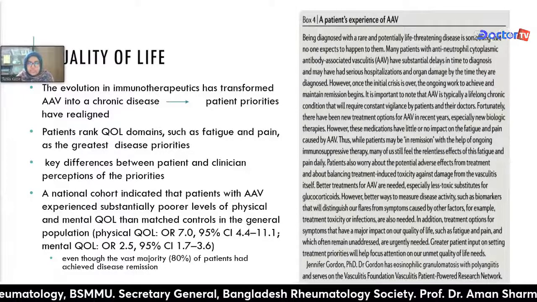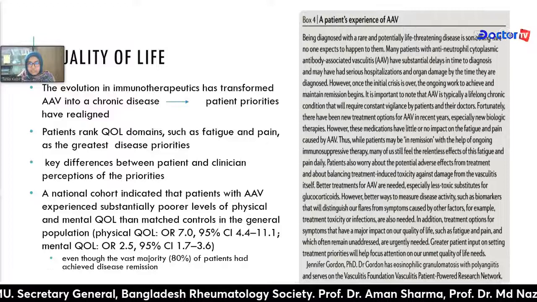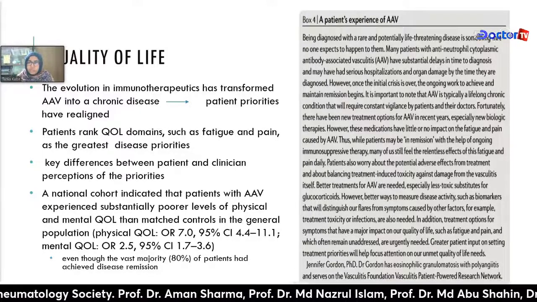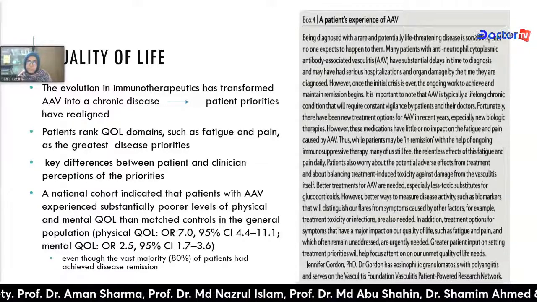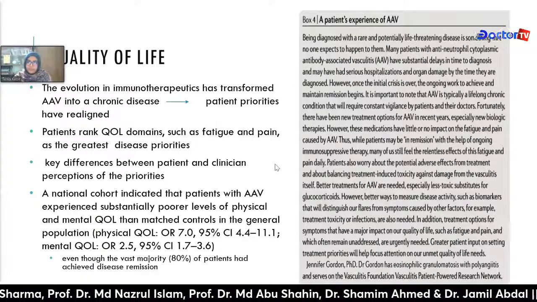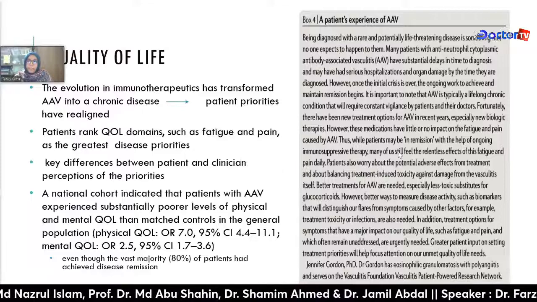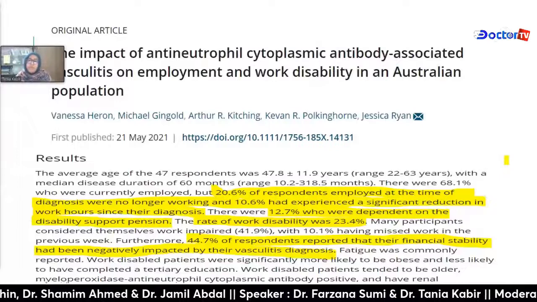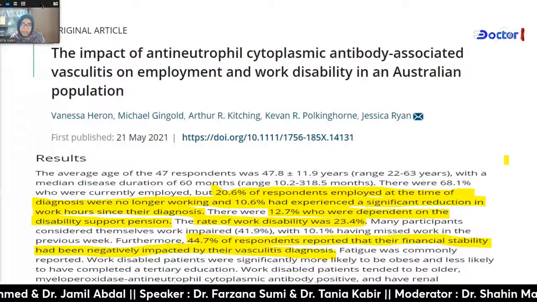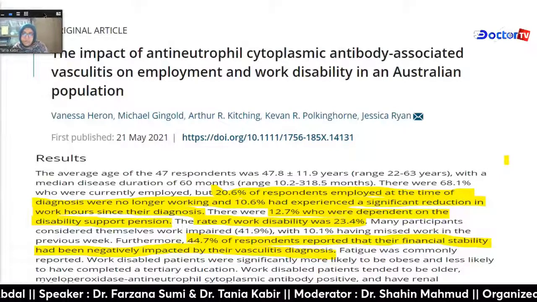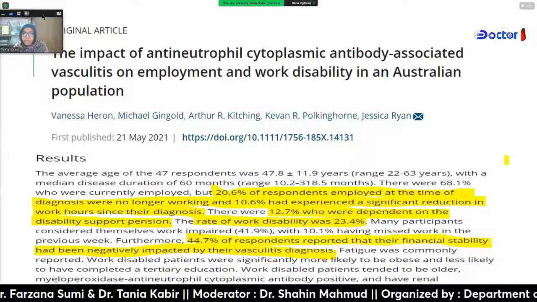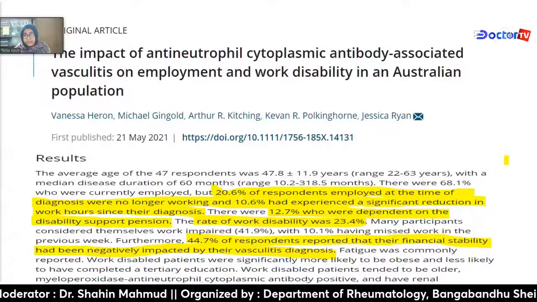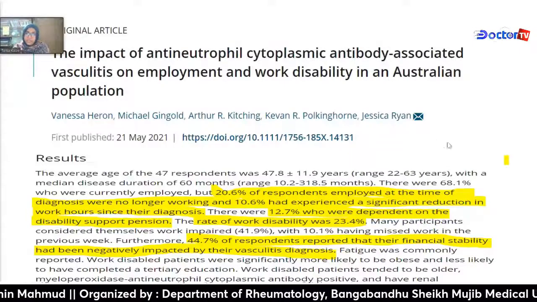A national cohort indicated that patients with ANCA vasculitis experience substantially poorer physical and mental quality of life than matched controls in the general population, even though the vast majority of patients had achieved disease remission. This is a recent study showing the impact of ANCA vasculitis on employment and work disability in an Australian population, where you can see the rate of work disability was 23.4%, and 44.7% of the respondents reported their financial stability had been negatively impacted by their vasculitis diagnosis.